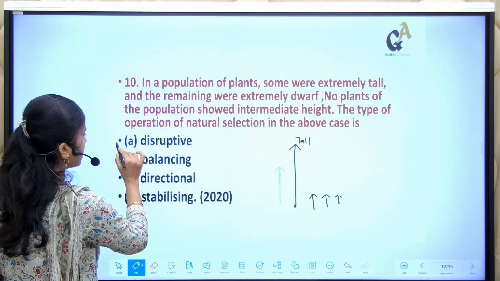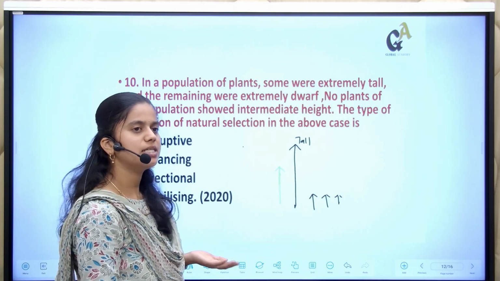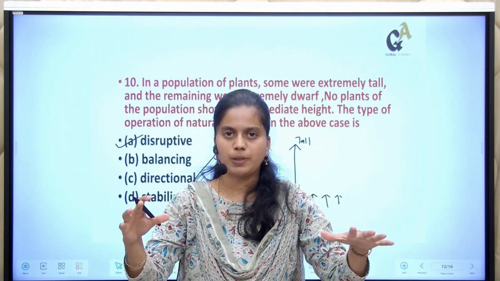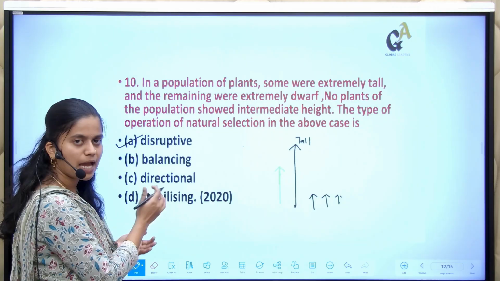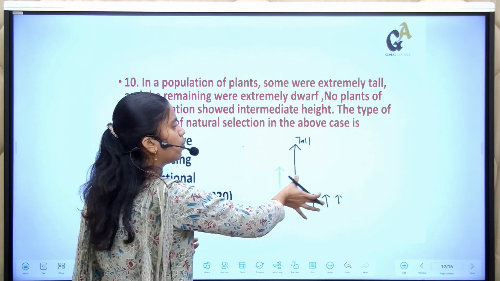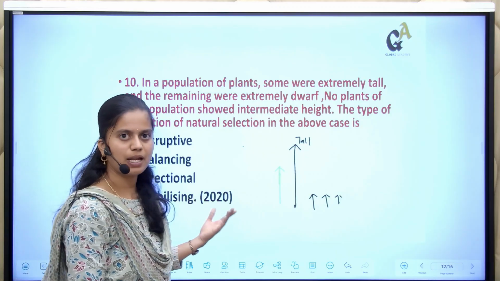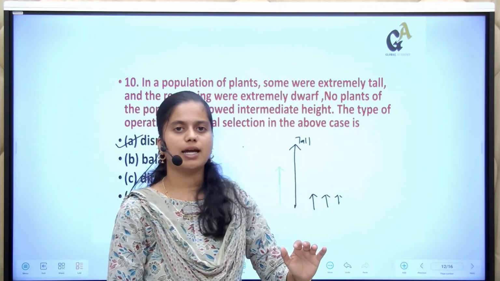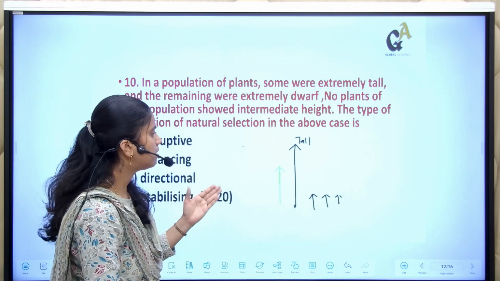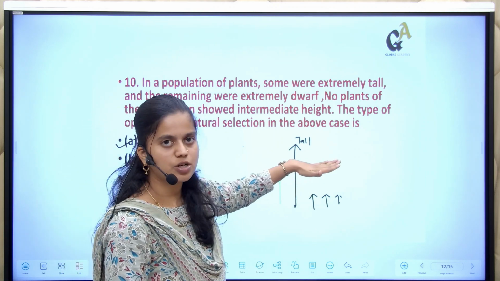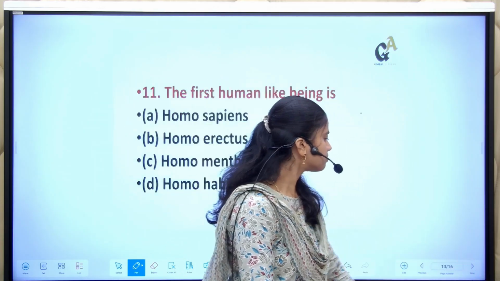You can see this as disruptive selection, not balancing. You can call it balancing when all kinds of plants are available. Nor is it directional, since it is not present on only one side. Or stabilizing also, when all kinds of plants are present, only then can you call it stabilizing. But here some growth is disrupted, so it is an example of disruptive natural selection.